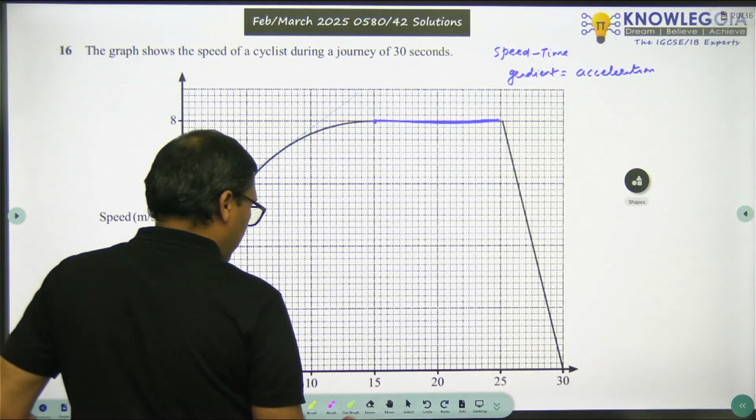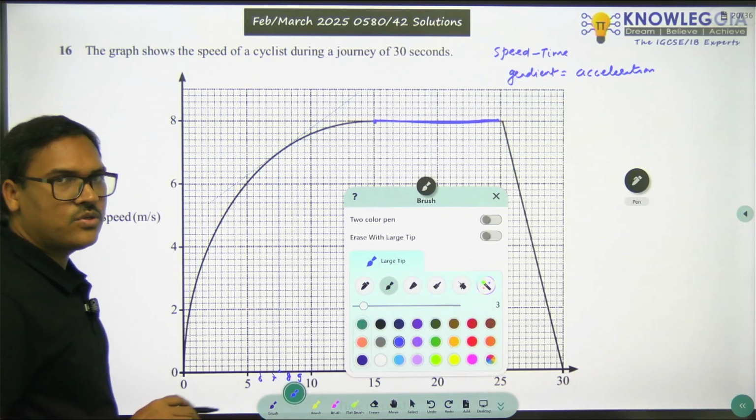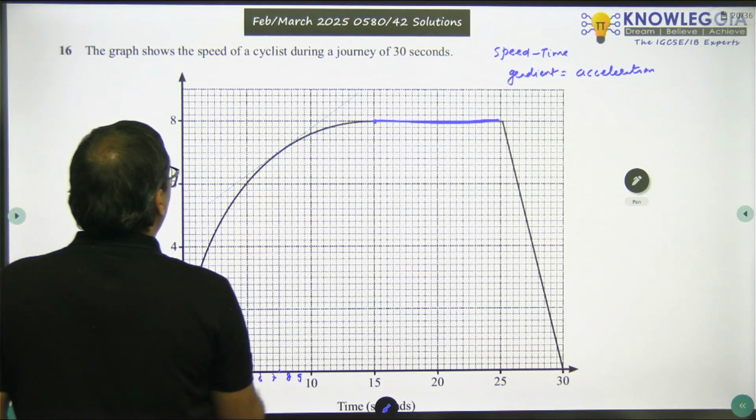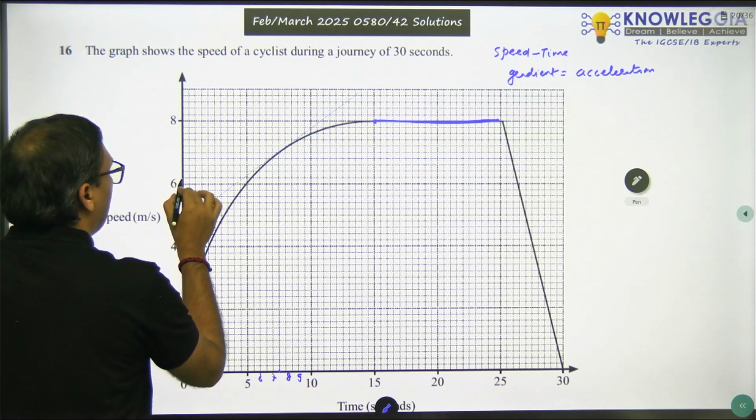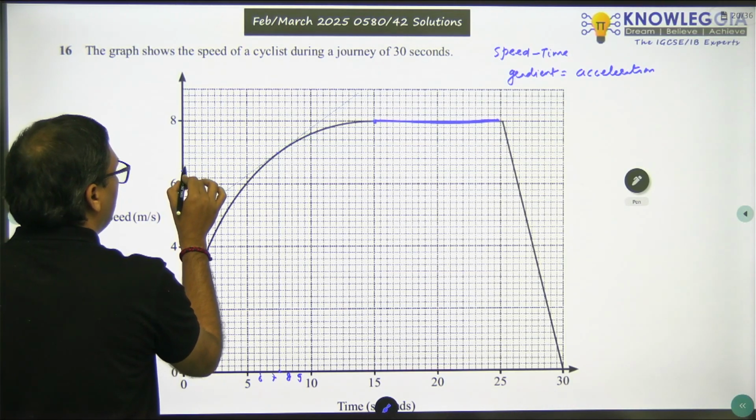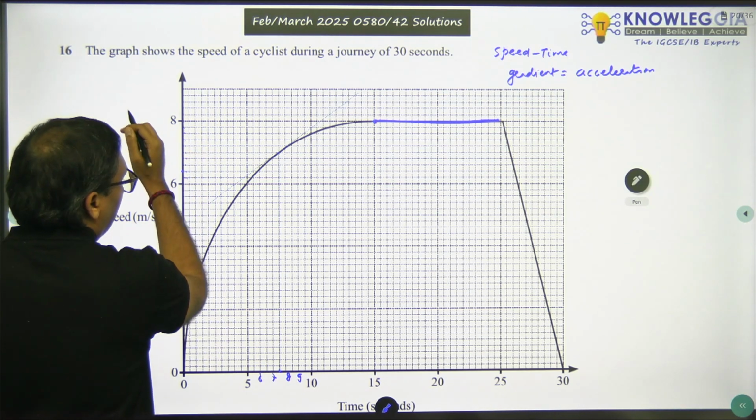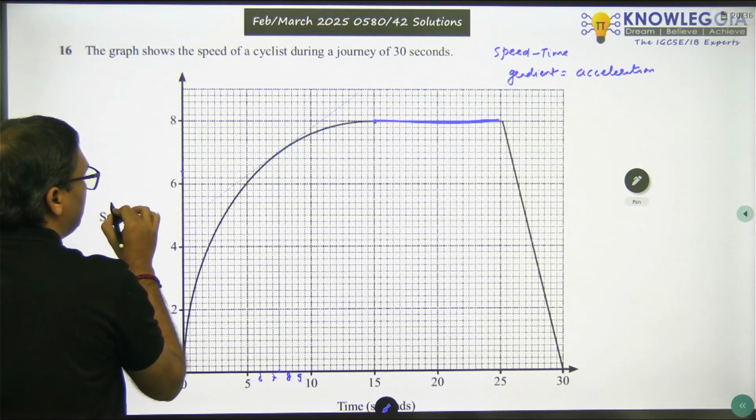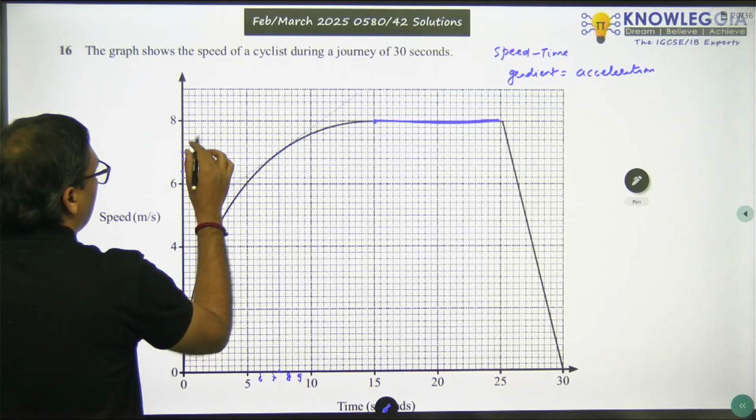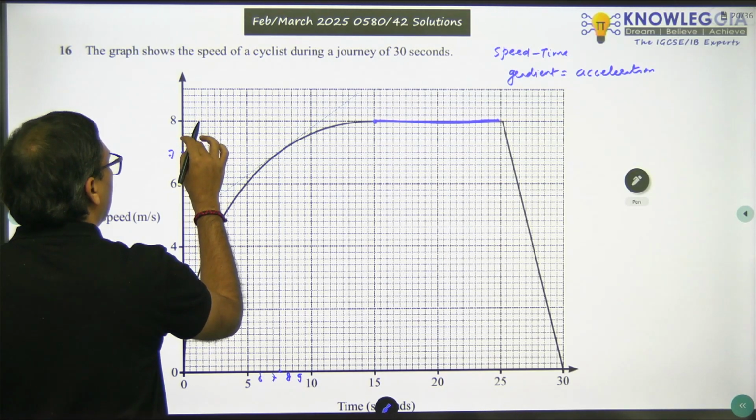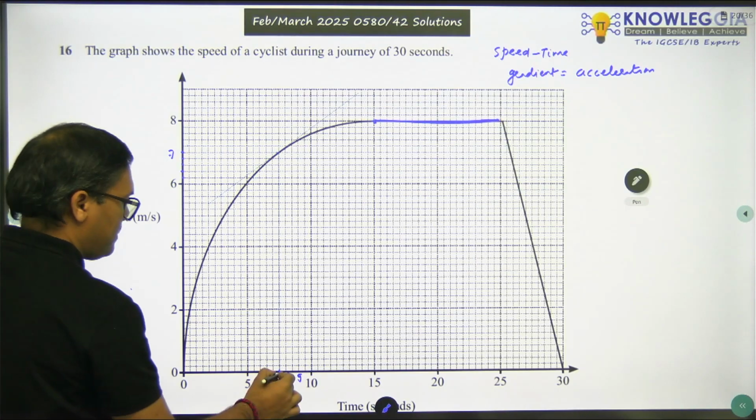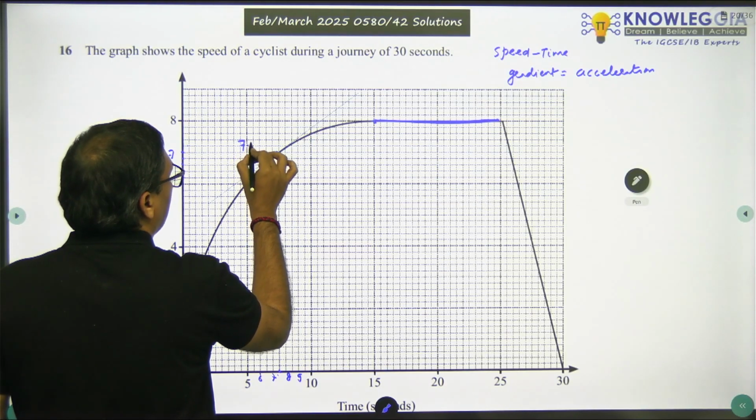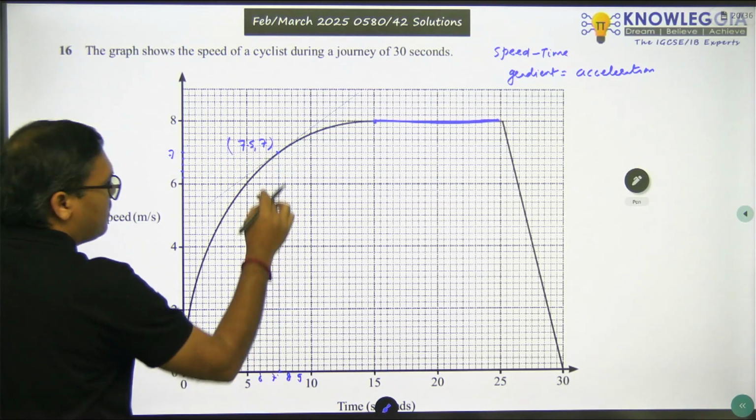Okay. So now to get the gradient of this, how do you find the gradient of a straight line? You take any 2 points on it and find the gradient. So this one point is clearly 7.5, and the y value here is 7. So what is the coordinate of this point? This is 7.5 comma 7. X coordinate is 7.5, y coordinate is 7.